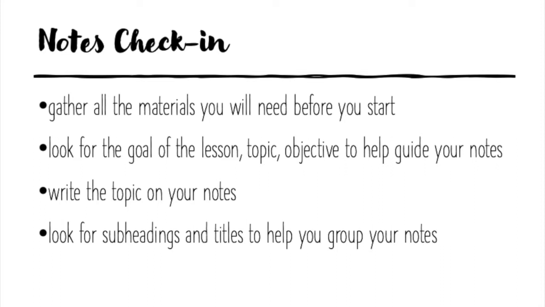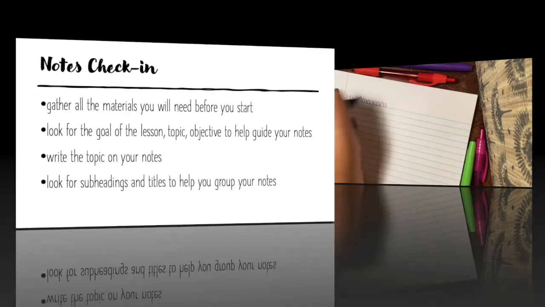Look for the goal of the lesson or the topic or the objective to help you guide your notes, because that will help you figure out what you actually have to write. Always start with the topic at the top of the notes, and then depending on what you're reading, look for subheadings and titles to help you group your notes together. So this will make sure you have organized notes at the end.